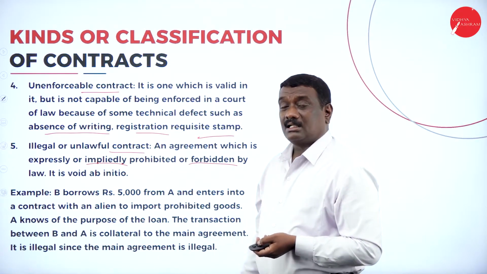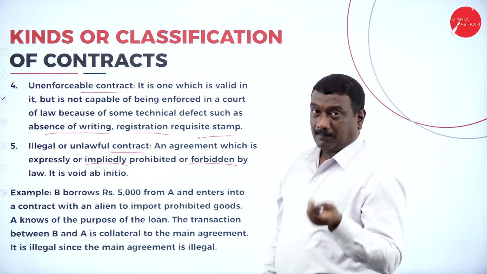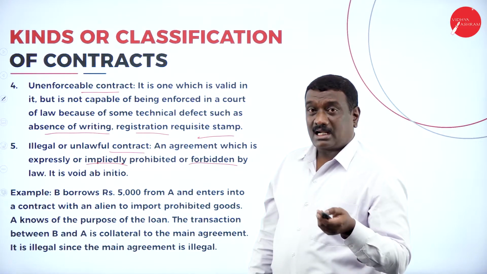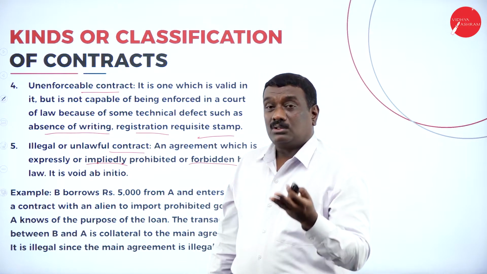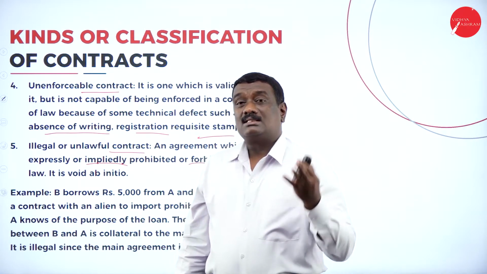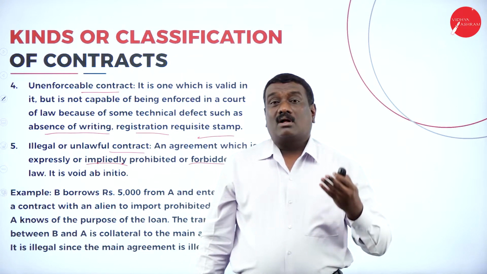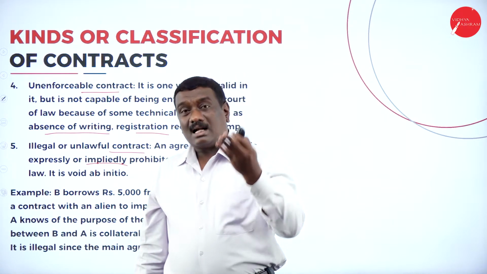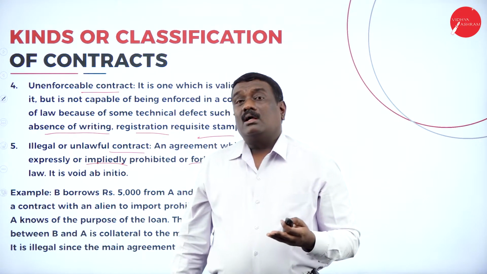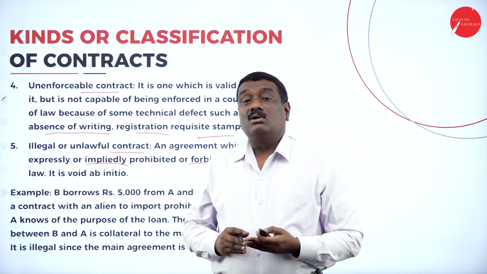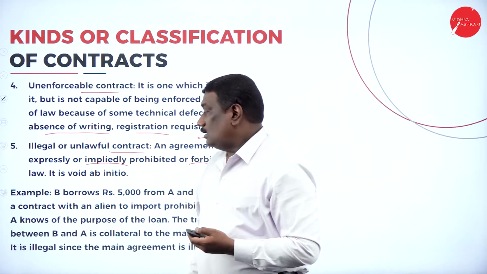Now we can see an example here. B is a party who borrows 5,000 rupees from Mr. A, right? And he enters into a contract with an alien to import goods which are not allowed to be imported. So B is taking a loan from A and importing goods from another person, where that particular goods is prohibited from entering the country. So he is making an illegal contract. This is why it is called an illegal contract.